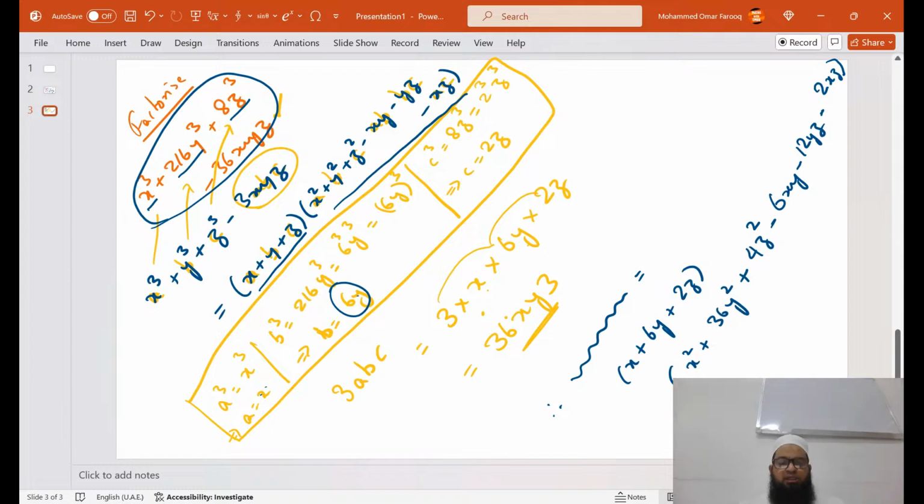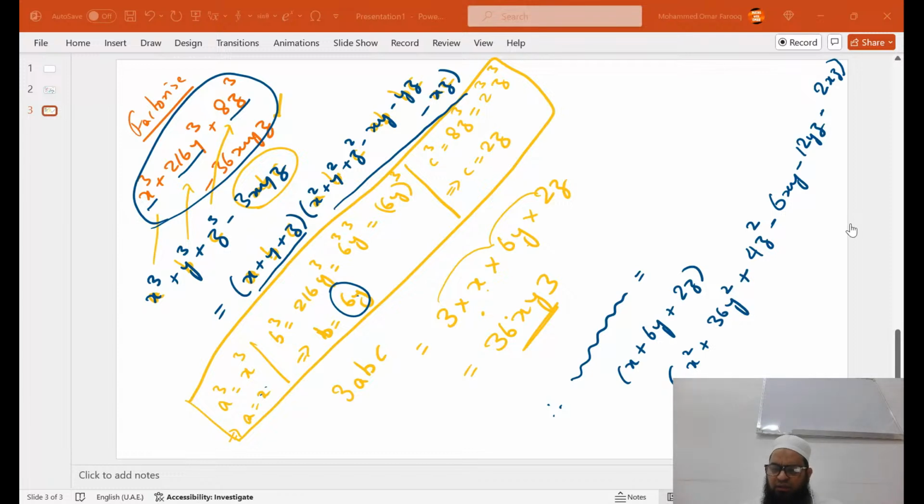Understood? These are the two problems which were asked by one of our students. So I hope you understood. And if you have any doubts, please let me know. And if not, oh, mashallah, so many students.